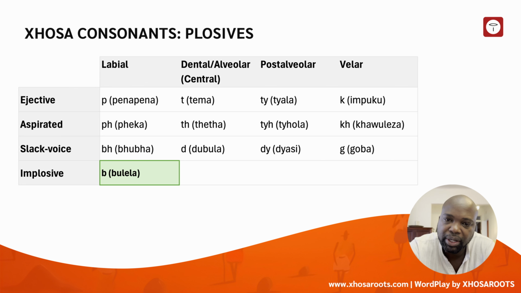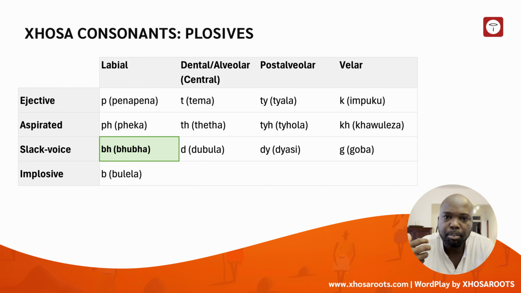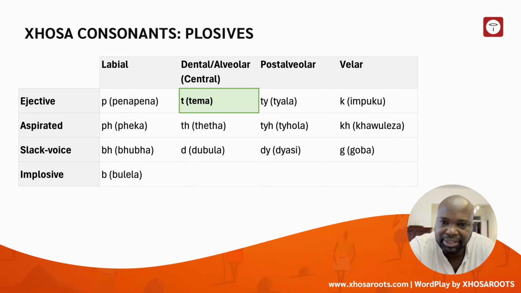So these are the bilabials. As you can see, both your upper and lower lips are involved in the production of the sound. Pa, pa, ba, ba. Okay. Moving on to the next group, the dental. Like I said, the dental has the ejective, aspirated, and slack voice, but not necessarily the implosive version. I think the sound is practically impossible to produce. But looking at the ejective dental, it is a da, da. It's the dental alveolar.